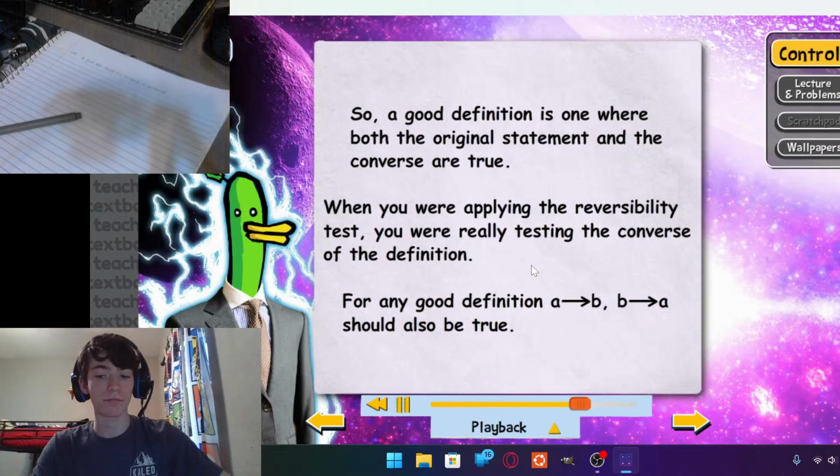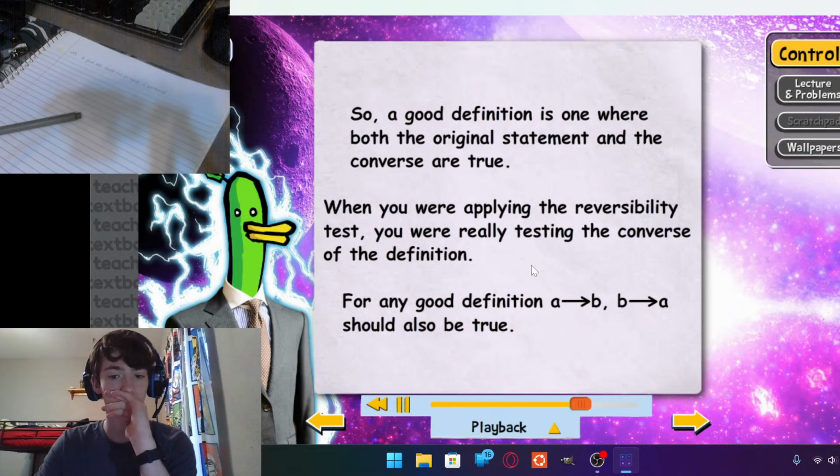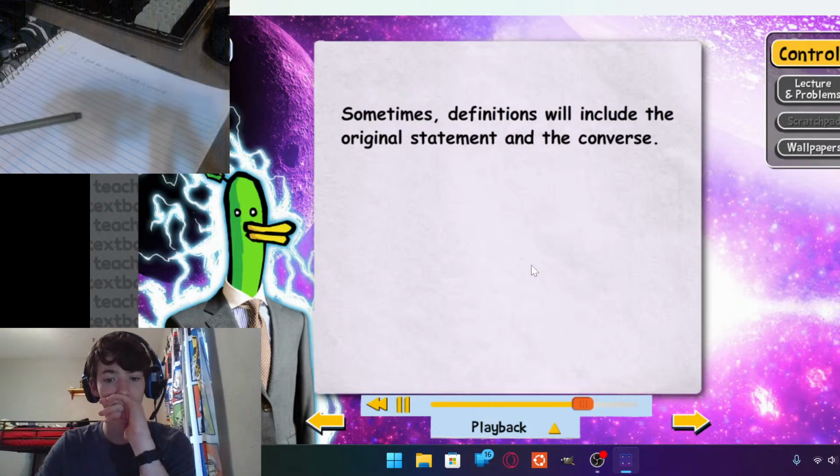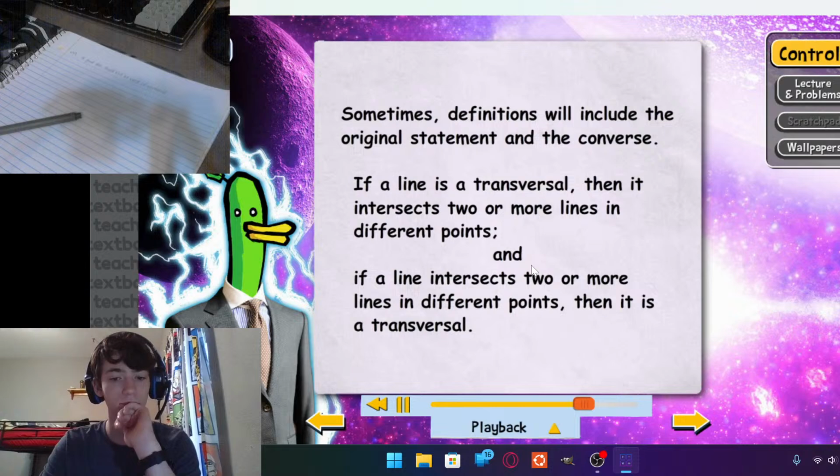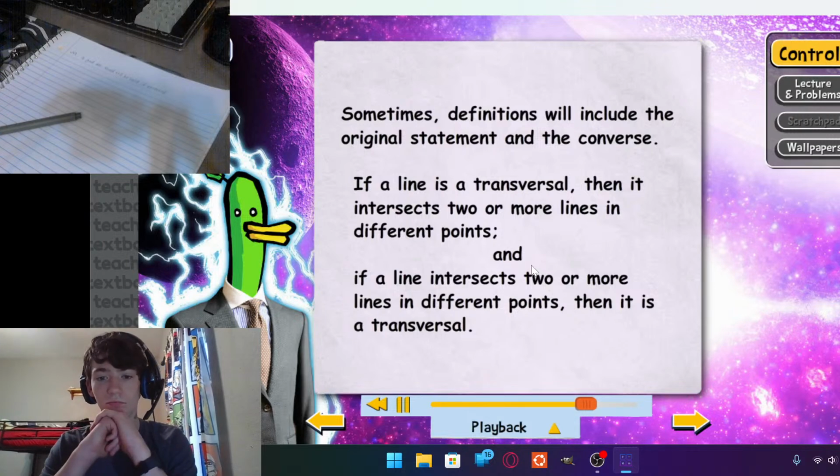Because the converse of a good definition should also be true, a lot of times definitions will include both the original statement and the converse. And let me give you an example of that. The definition of a transversal could actually be written like this. If a line is a transversal, then it intersects two or more lines in different points. And if a line intersects two or more lines in different points, then it is a transversal.